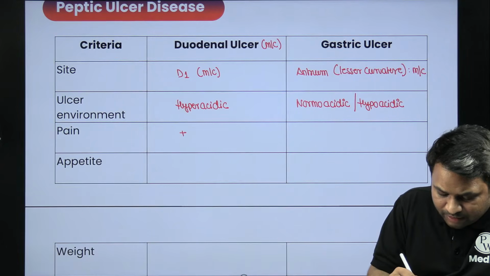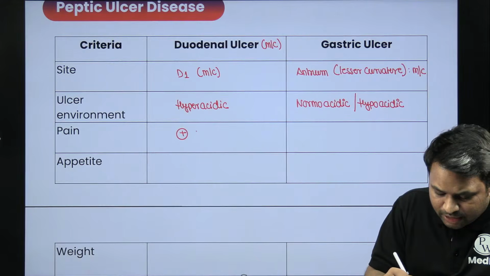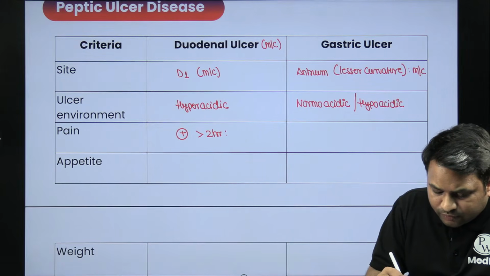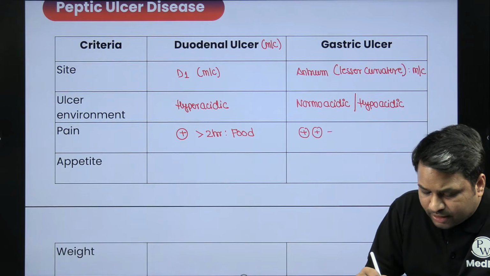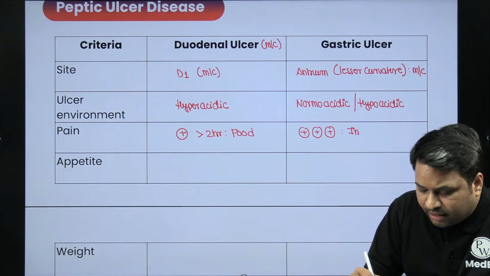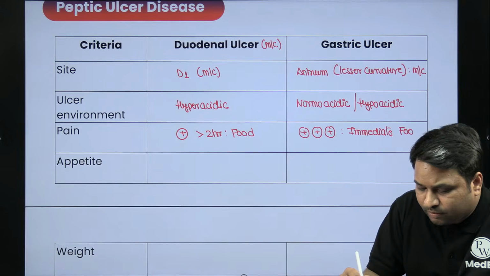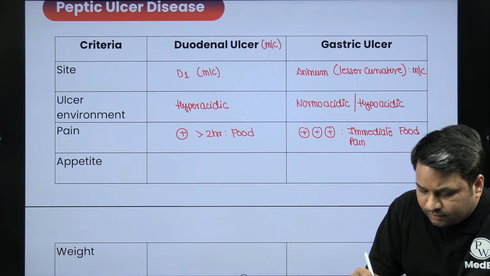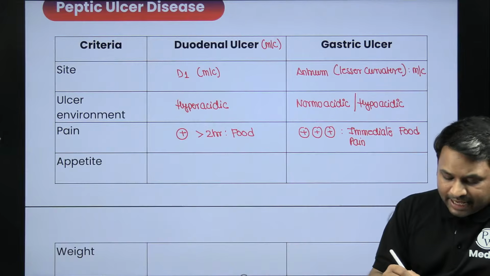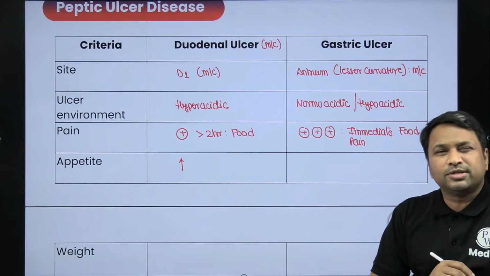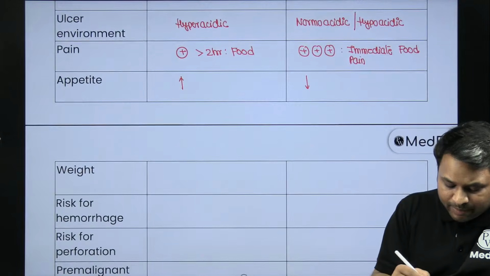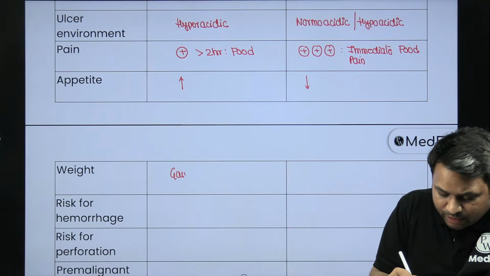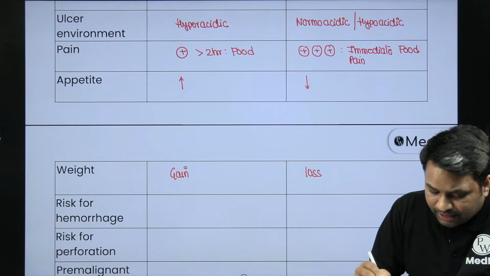Duodenal ulcer will have pain which is usually milder in nature and occurs about 2 hours after consuming food. In gastric ulcer, the pain intensity is more severe, and this is your immediate food pain. The appetite in duodenal ulcer increases because it's a milder pain, and the appetite in gastric ulcer reduces significantly. If the appetite increases, there will be weight gain in duodenal ulcer and weight loss in gastric ulcers.